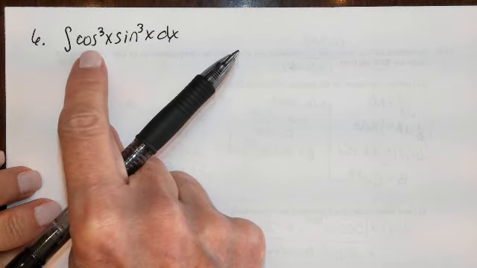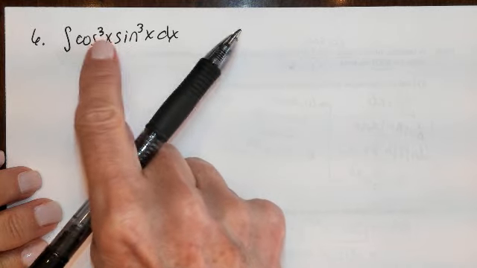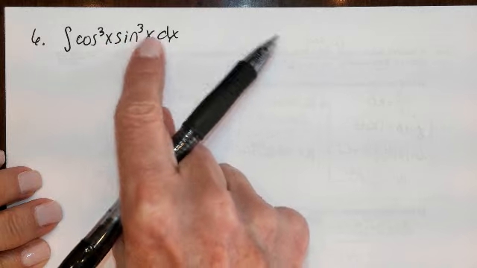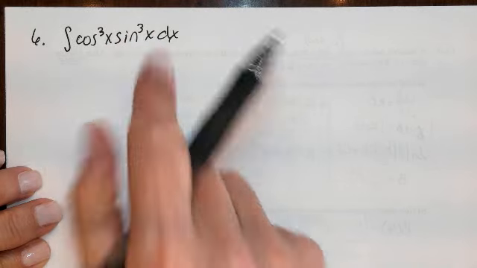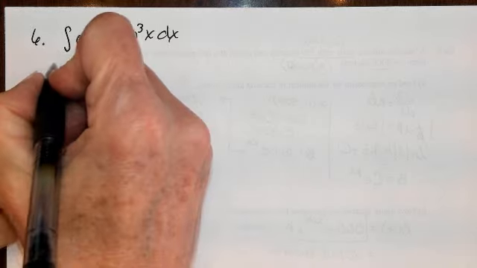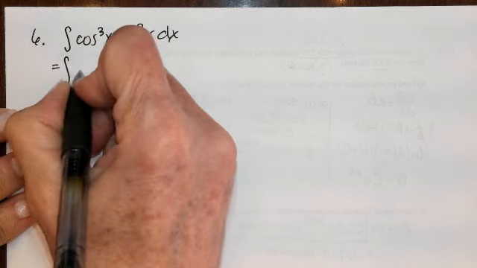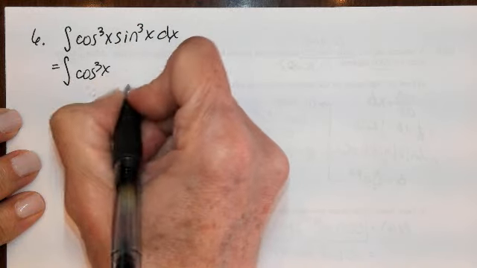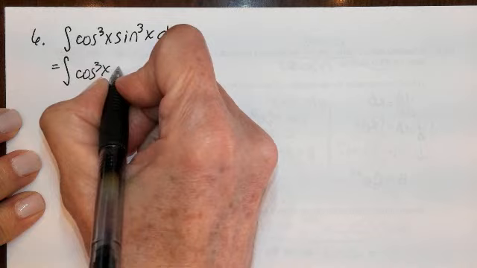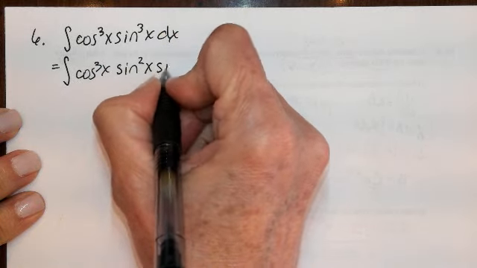If we let u be cosine, then du would have a sine in it, and we'd still have lots of the sines. The u cubed would be fine, but then we would have extra sines, right? Same thing if we let u be sine x. So that's not going to work. What would happen though if we left this cosine cubed x and we changed sine cubed x to sine squared times sine?